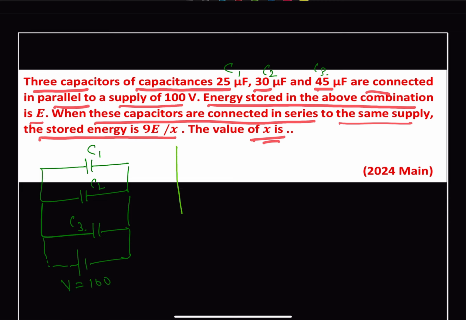And in the second case, all these are connected in series. So for series, this is our C1, C2 and C3, and they are connected with the same supply voltage, that is V, which is our 100 volt. So we have this as C1, C2 and C3.